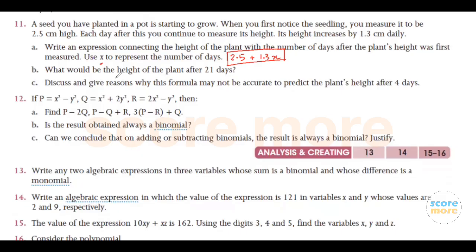Now B part is, what would be the height of the plant after 21 days? In this case, we are given that x is 21. So in this formula, 2.5 plus 1.3x, we can replace the value of x as 21. After replacing, we get the multiplication answer as 27.3. If we add these two, we get 29.8. So 29.8 centimeters is the height of the plant after 21 days.